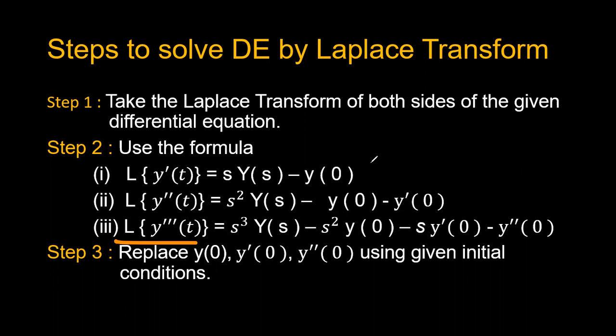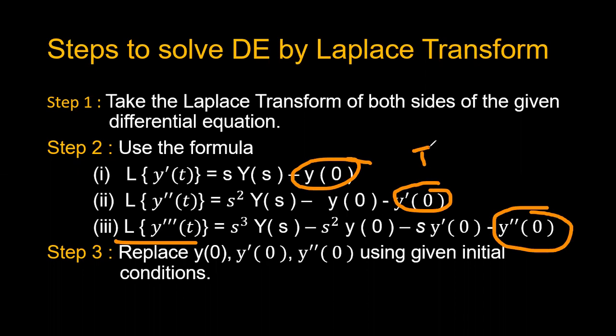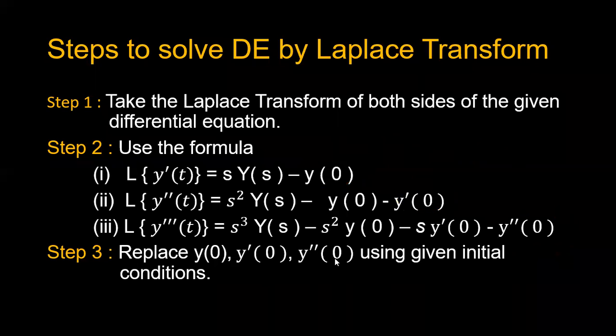This y of 0, y dash of 0, y double dash of 0 are nothing but your initial conditions. These initial conditions may be given in the problem in order to get the required solution. If they are not given, then you have to assume that these initial conditions are equal to 0. Right, so replace y of 0, y dash of 0, and y double dash of 0 using the given initial conditions, which is step 3.